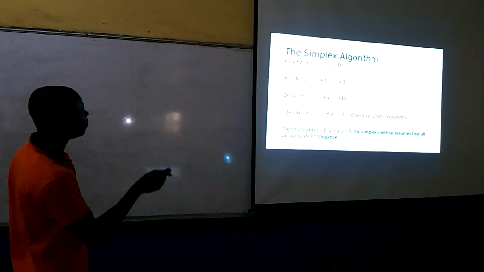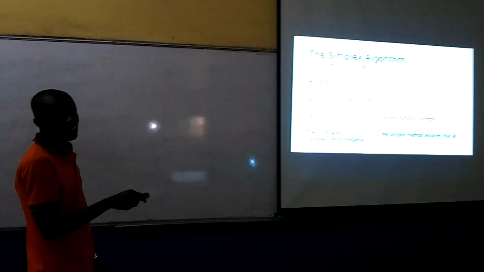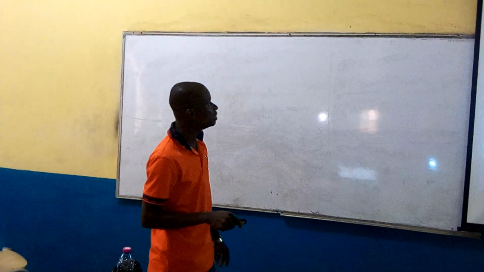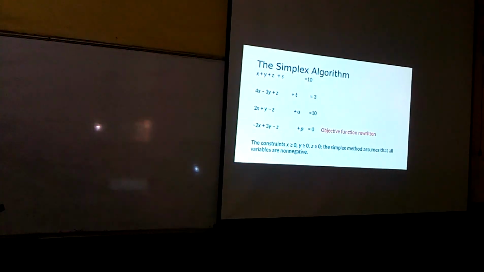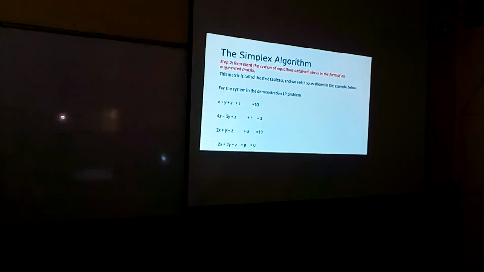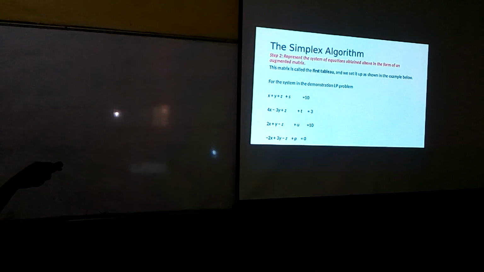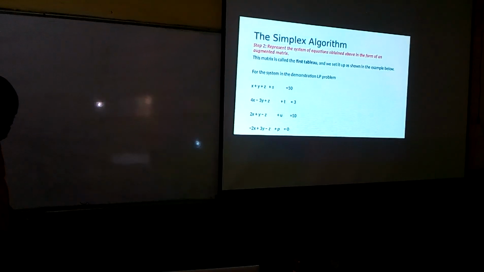Then the next step, after getting this, if you've done solving systems of linear equations using matrices, we convert this to matrix form and we solve. We call this the tableau. So we present the system of equations in the form of what is known as an augmented matrix. Let me just show you.